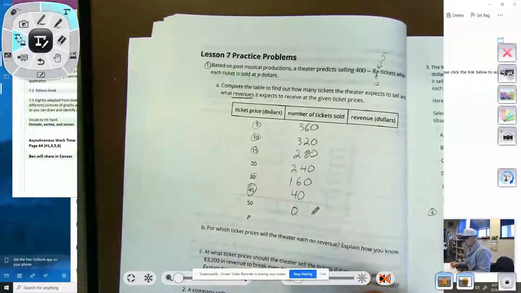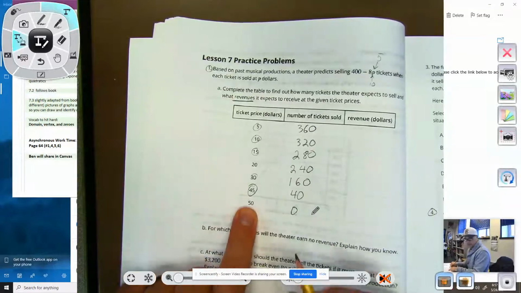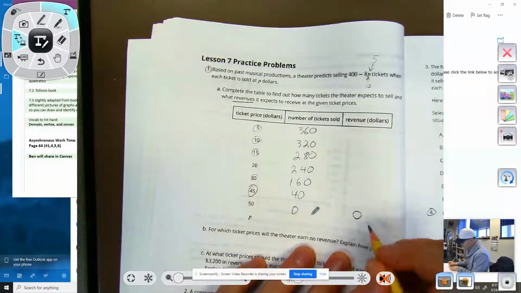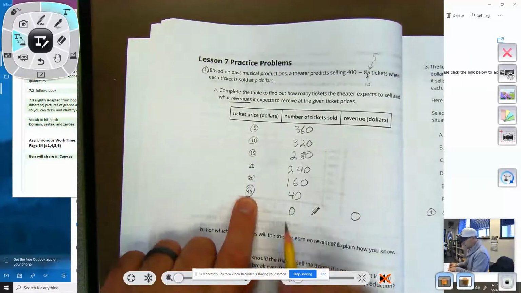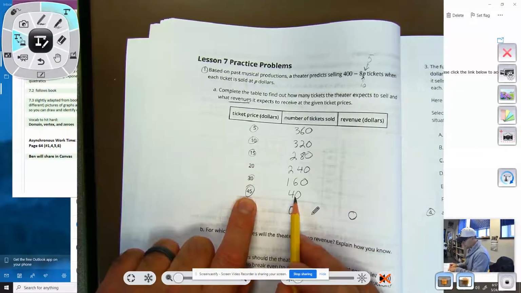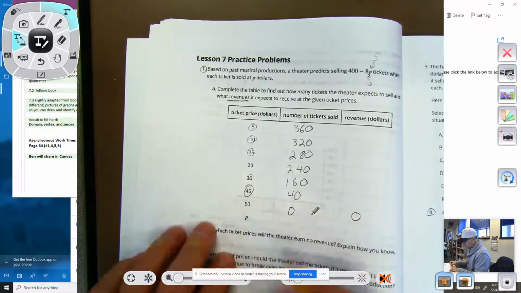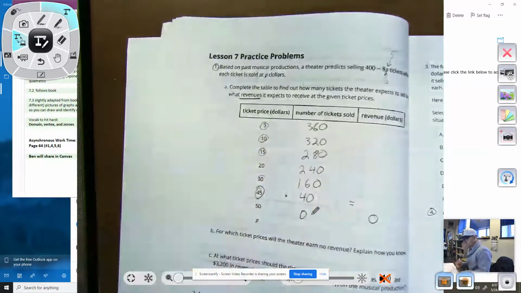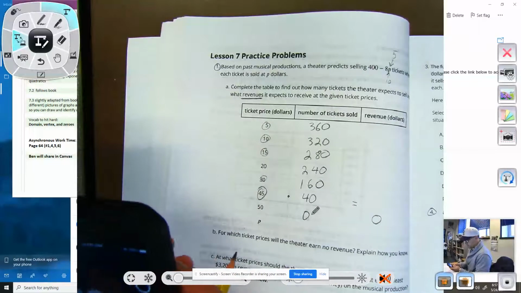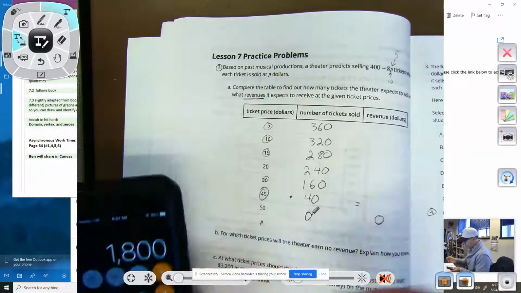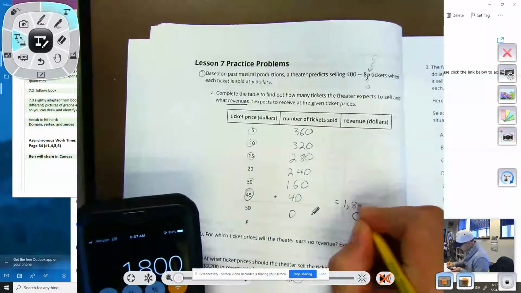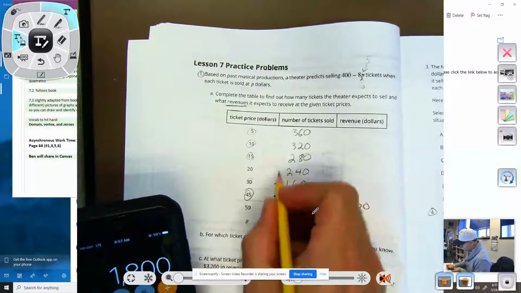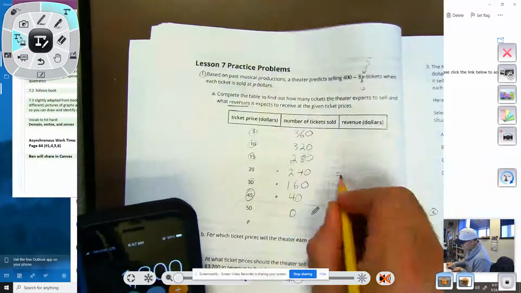So the easiest one to start on here is right here. If I sold 0 tickets, I must have made $0. Right? So that's really easy. Now, if I sold 40 tickets and each ticket cost $45, well, that's just 45 times 40. Okay, so 45 times 40, that's 1,800. And we're going to do the same thing all the way up here. We're just going to be multiplying these two together, just to see what they all equal.